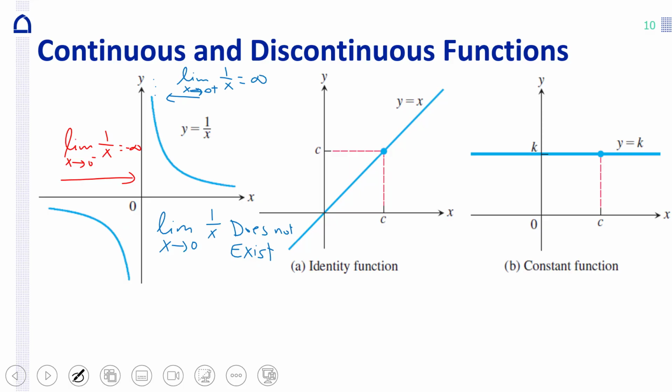So once the right limit is not equal to the left limit, we call it jump discontinuity.